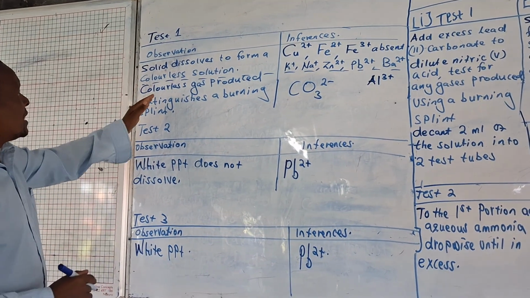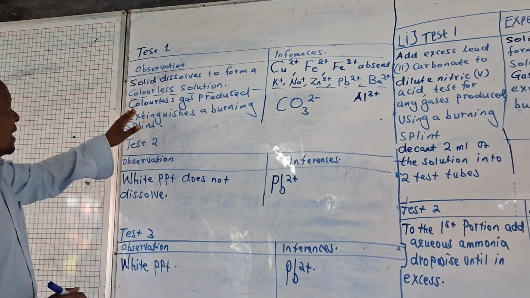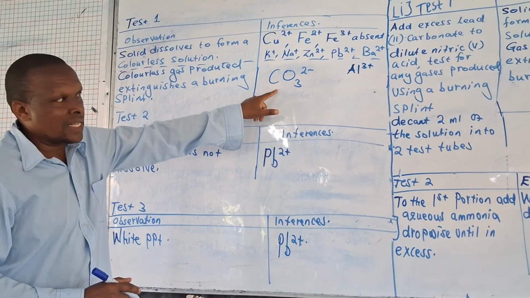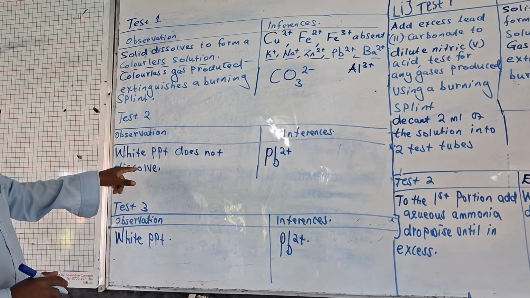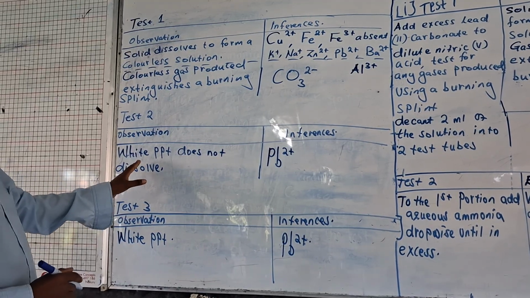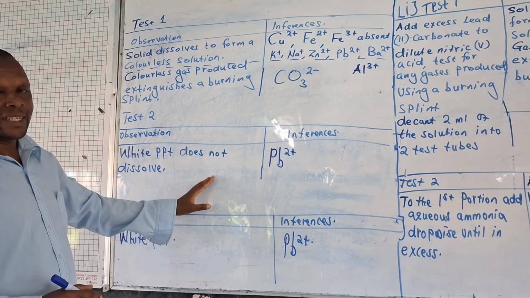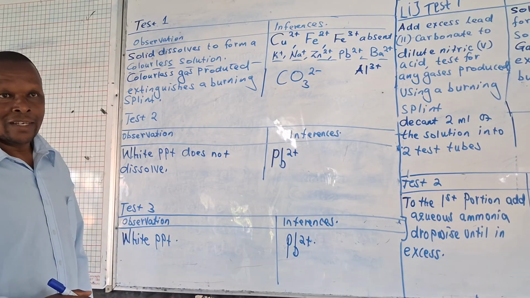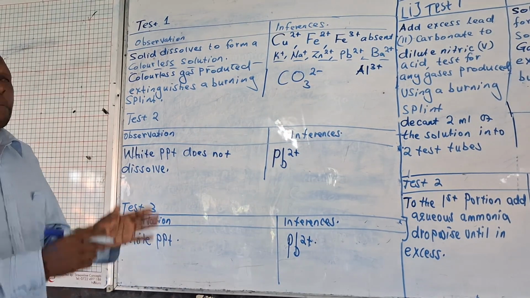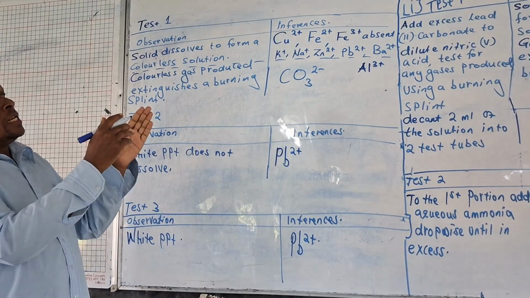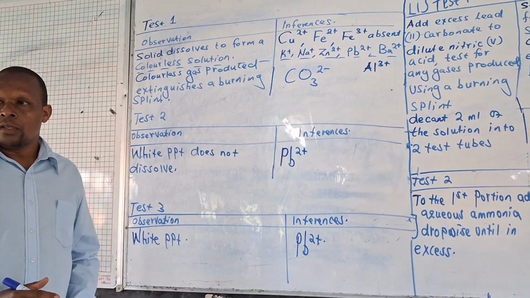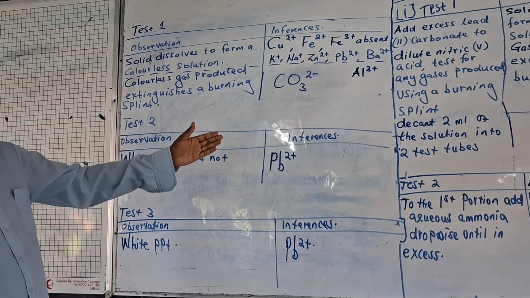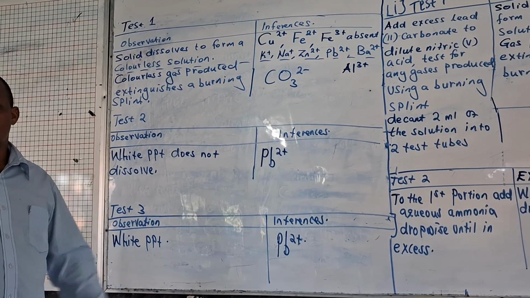Or maybe solid dissolves to form a colorless solution. Then colorless gas produced extinguishes a burning splint. Then automatically we have a carbonate. Are we together? Then come here. Add aqueous ammonia dropwise until in excess. Then you form what? White precipitate dissolves in excess. Then what does that one tell you? It is zinc, not lead. Are you seeing that? It could be any other one. It's not a must that because you are testing for lead 2 carbonate, then you are given lead 2 carbonate. You can be given zinc carbonate, or you are given potassium carbonate. Therefore, you don't expect this has to be the same as we expected.